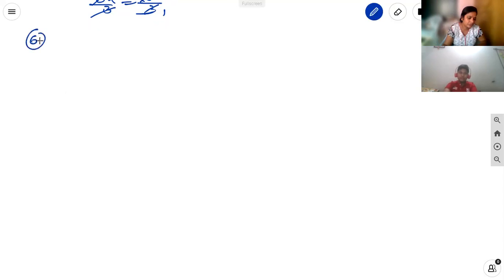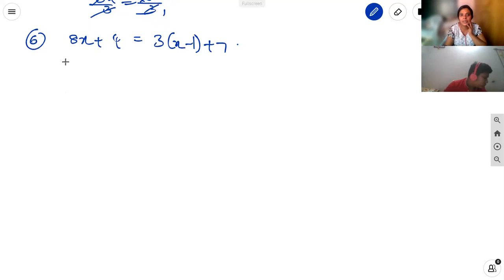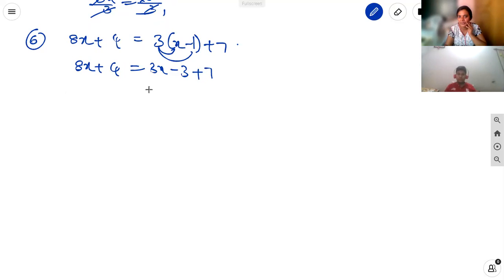Sixth question. 8x + 4 = 3(x - 1) + 7. Here, first we simplify. 8x + 4 equals, by the distributive law, 3 into x is 3x, minus 3 into 1 is 3, plus 7. Minus 3 plus 7 becomes plus 4. So 8x + 4 = 3x + 4.